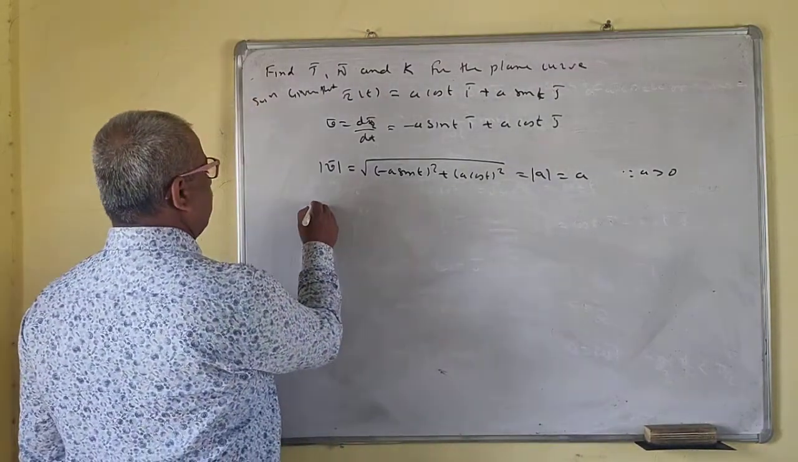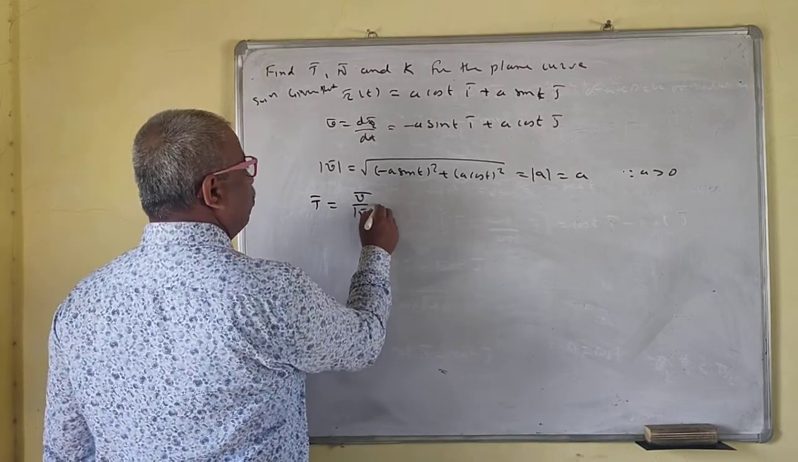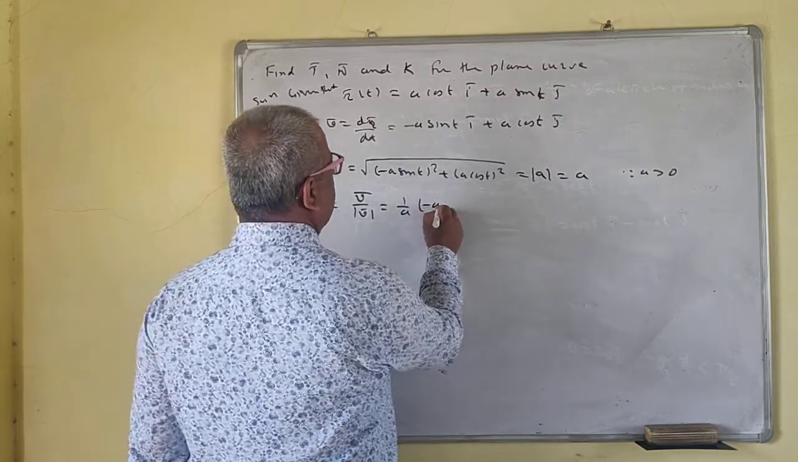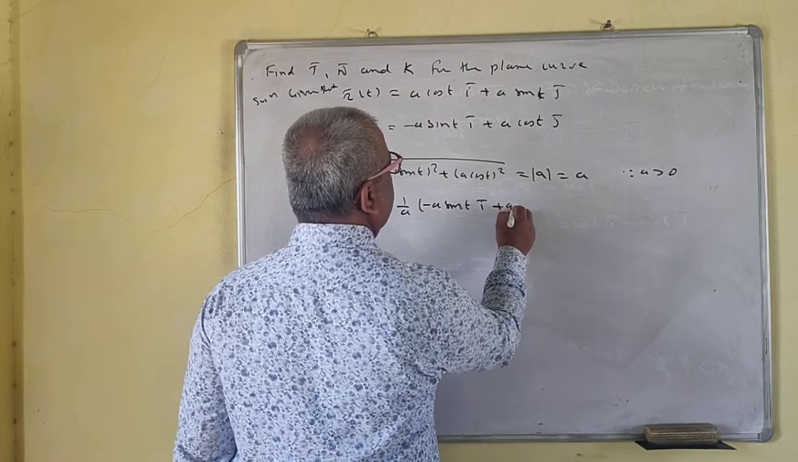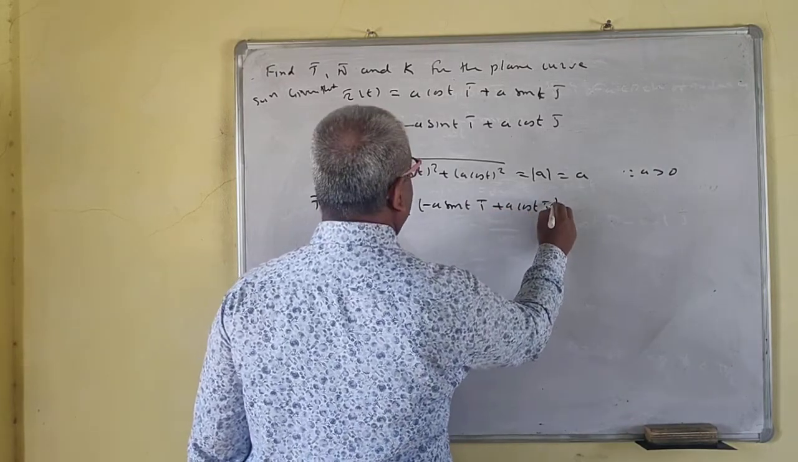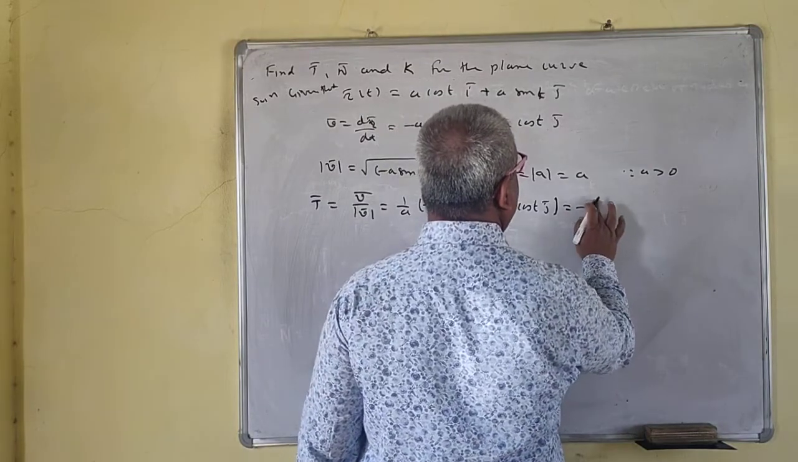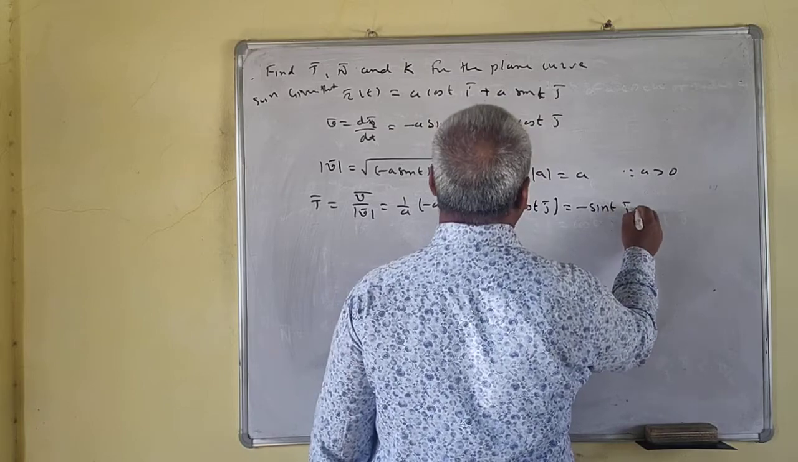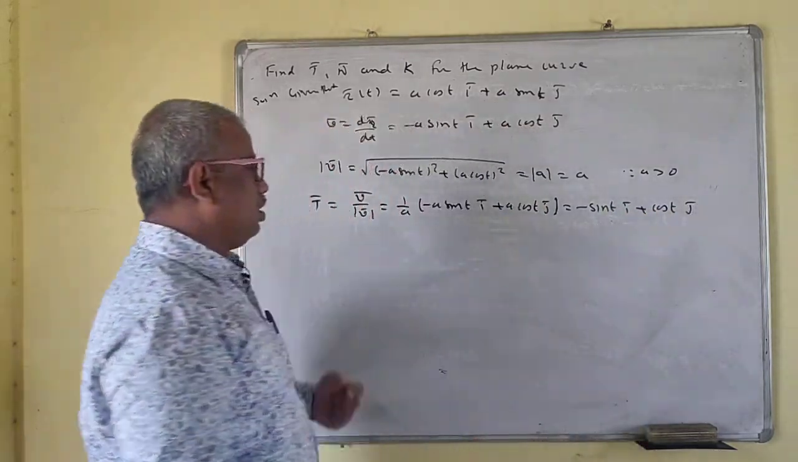Okay, so now T bar is V bar upon mod of V bar. So this is 1 by a times minus a sin t i bar plus a cos t j bar. So a gets cancelled, so this is minus sin t i bar plus cos t j bar. Okay, this is your T.